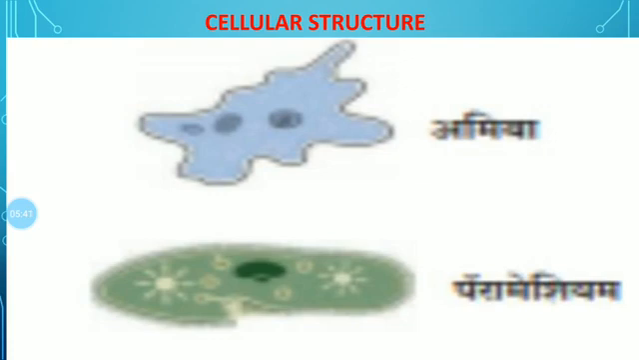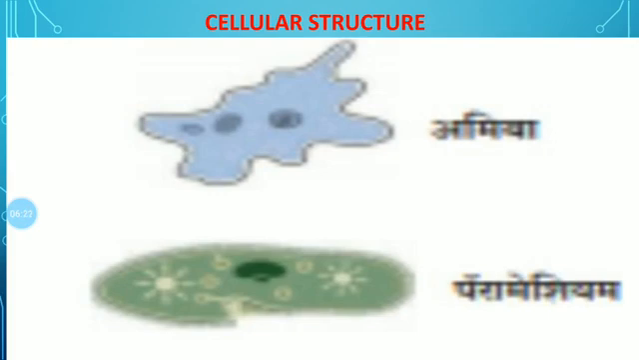Another is Euglena. Paramecium, amoeba, Euglena. Euglena is also a unicellular animal. Next, after that, Spirogyra. Spirogyra is a multicellular plant. Some living things are made up of a single cell. These are called unicellular organisms. Amoeba and Paramecium are examples of unicellular organisms.